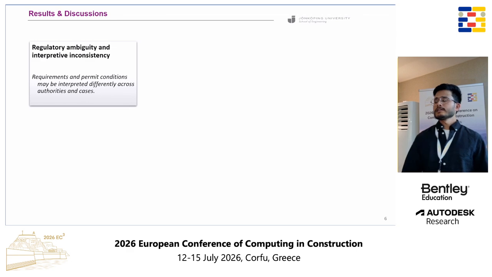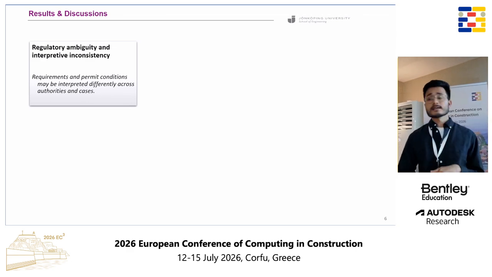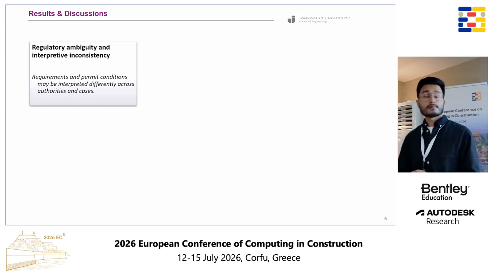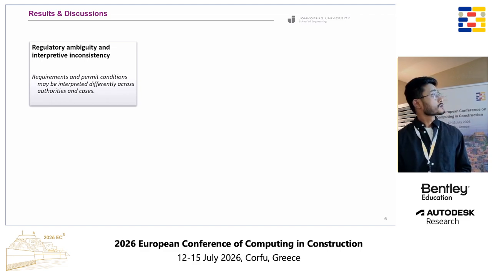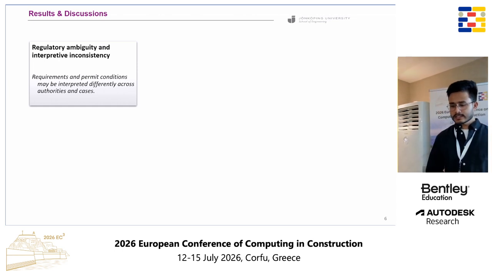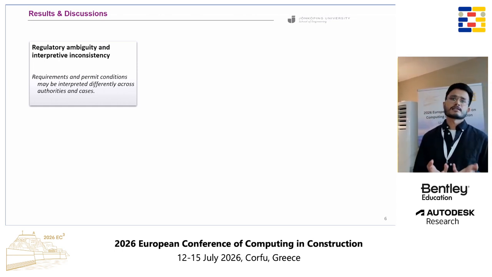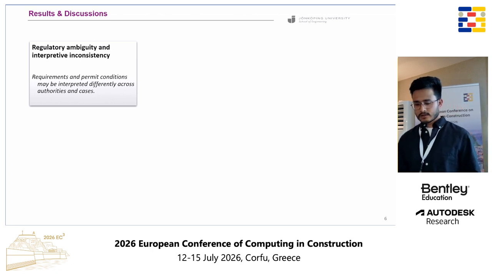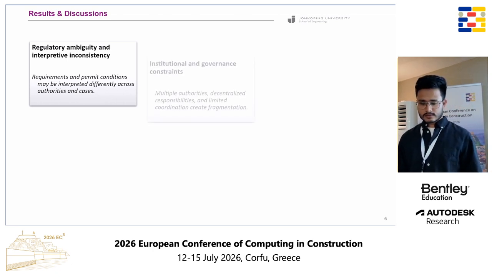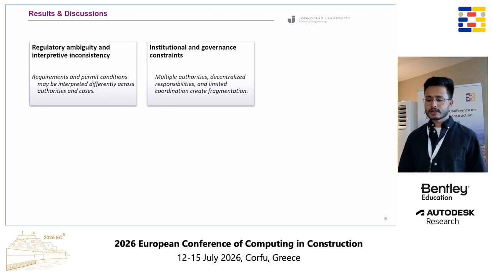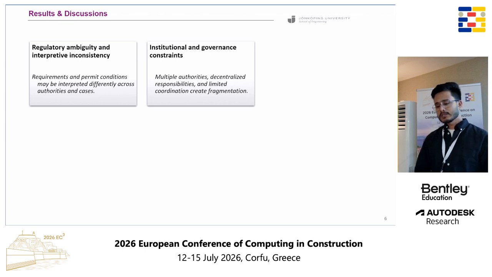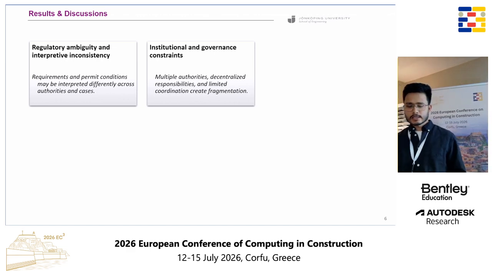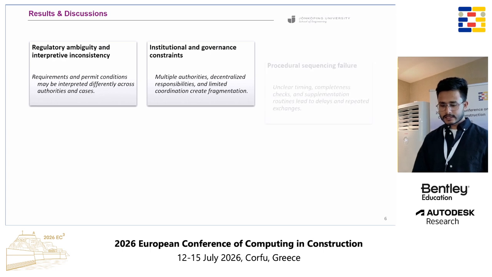Then we analyzed the findings, did the thematic coding, and identified 6 different challenges in the permitting process. The first one is regulatory ambiguity and interpretive consistency. It means the rule exists, the same word, but it is interpreted differently by different authorities, and that often produces challenges. The second one is institutional and governance constraint. There are multiple authorities in a decentralized format, and coordination remains limited and also produces fragmentation.